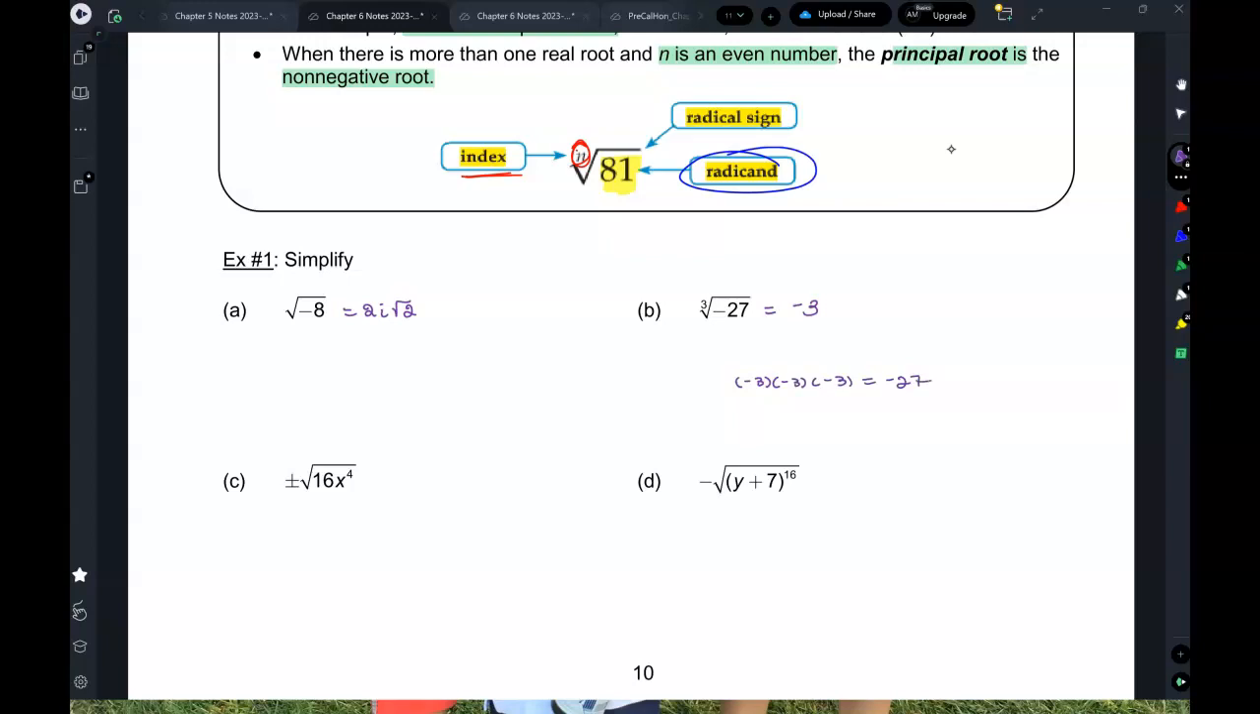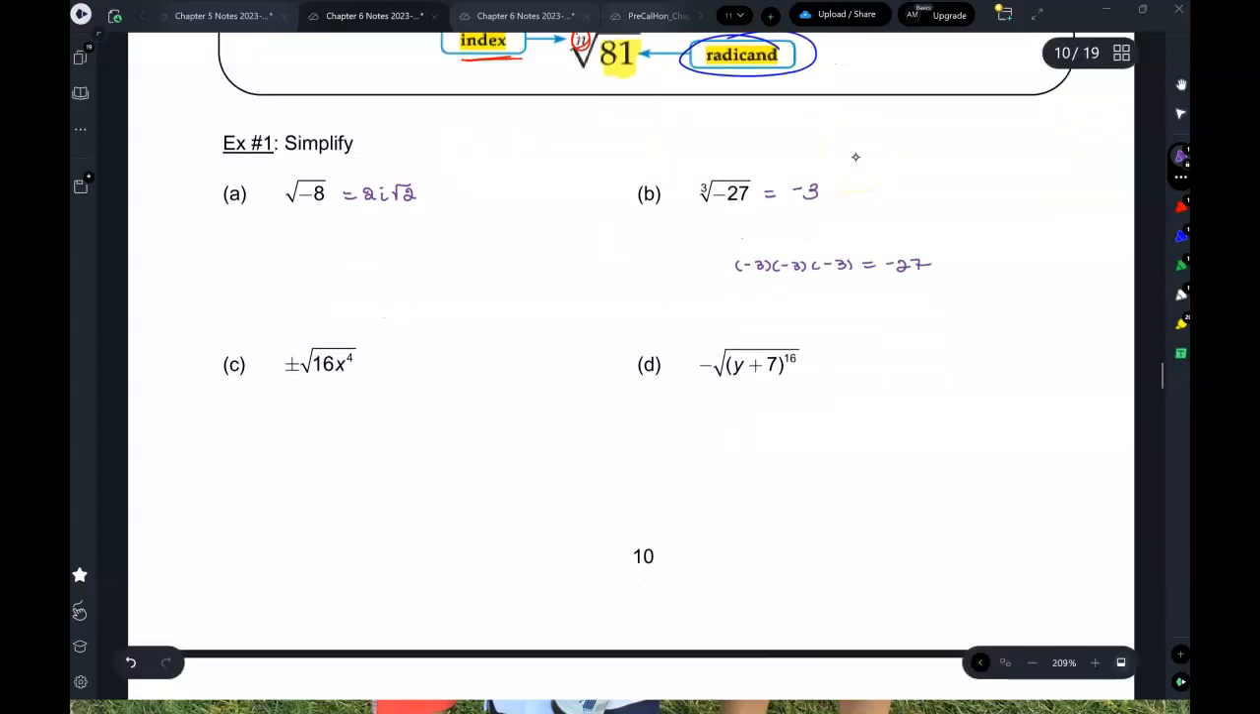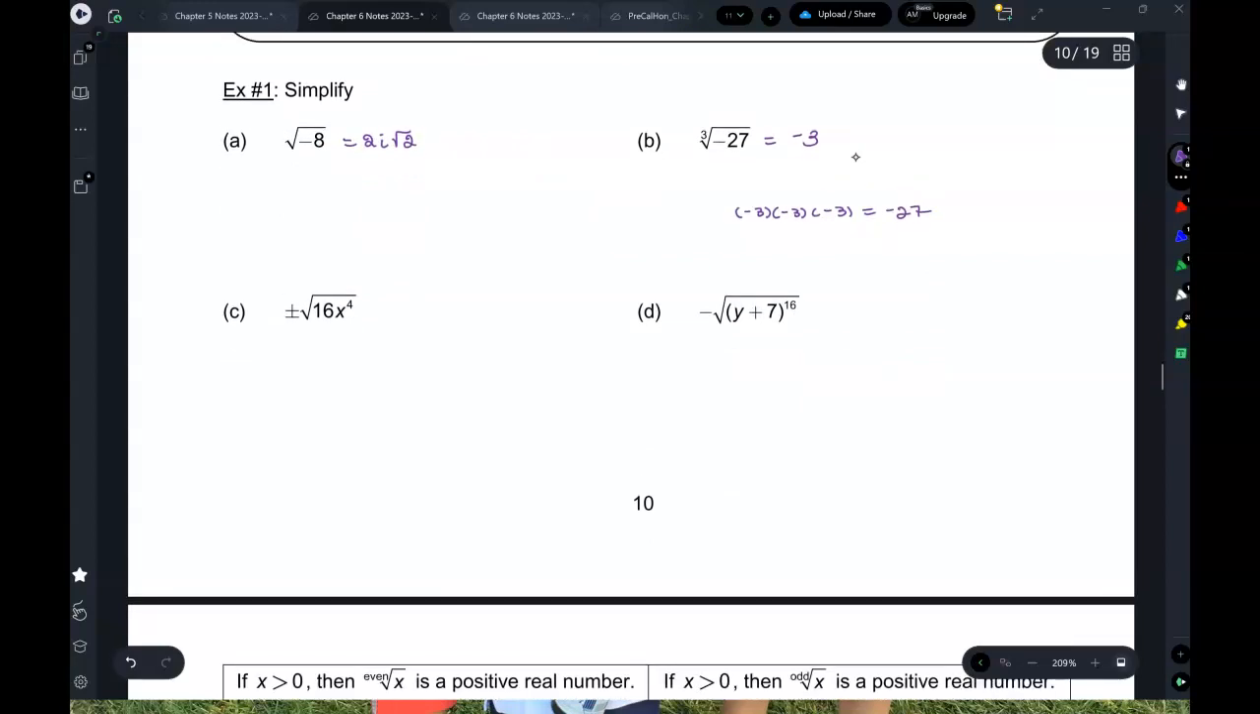So notice both of these radicands were negative. In this case, the index, the 2, was even, so I had to have an i. In this case, the radicand is negative, but this index is odd. It's an odd root, so the negative is okay. All right? That was your question, wasn't it? Yeah. Okay.